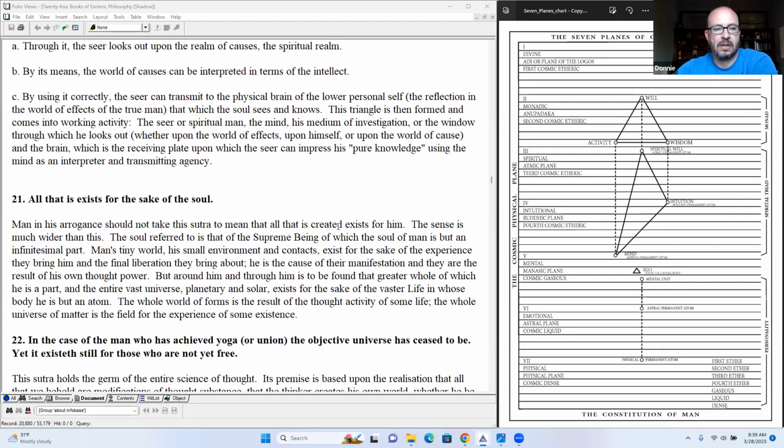And let's go straight on to the 21st Sutra here that says, all that is exists for the sake of the soul. See, this is why I have to read this a couple times. Sorry. All that is exists for the sake of the soul, which is in this spiritual triad, or in this fourth intuitional Buddhic plane. This is the soul. This is where the soul sits in these regions. This is a whole new world kind of a thing here. This is the kingdom of the soul, kingdom of the souls.